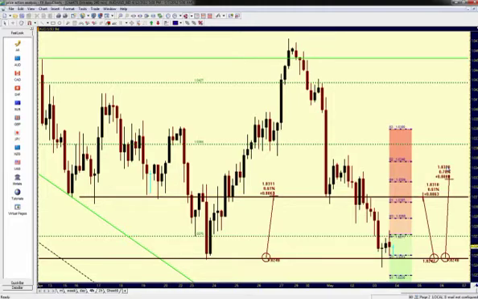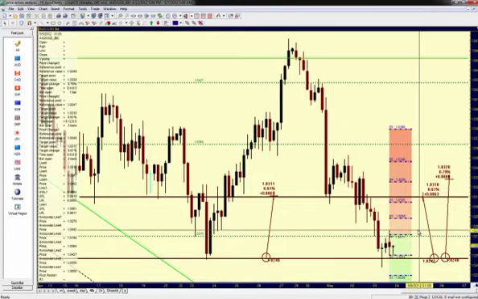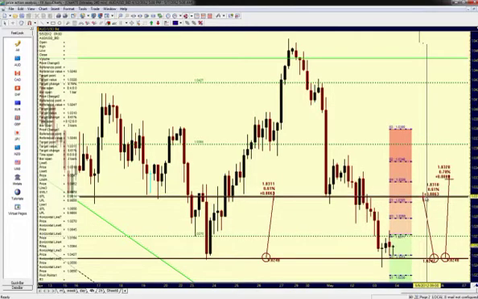Now, the name of the game is to anticipate what the market is going to do. And you don't want to trade the anticipation, but you want to have a plan of attack ready based on what you're anticipating. So if we anticipate the market to test this area, we already have a plan whether to liquidate our whole position or liquidate a partial position and manage it accordingly.